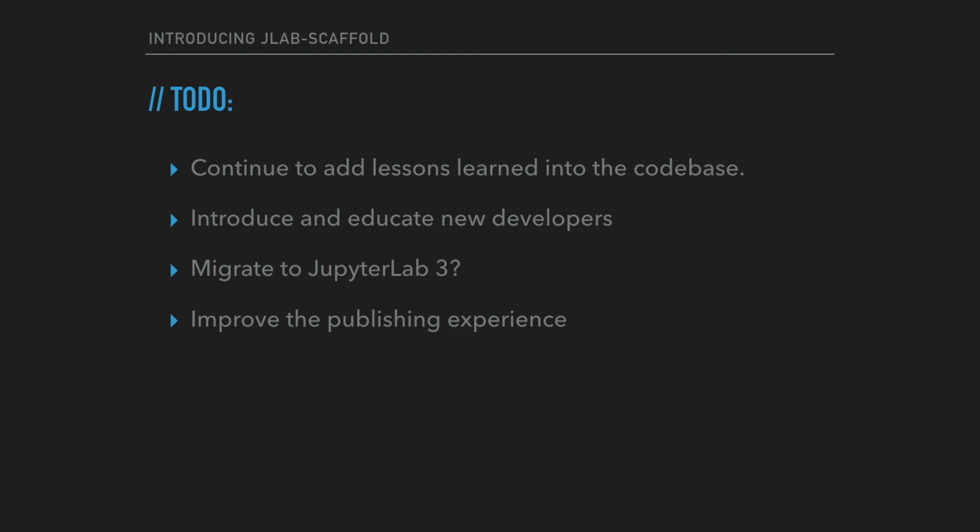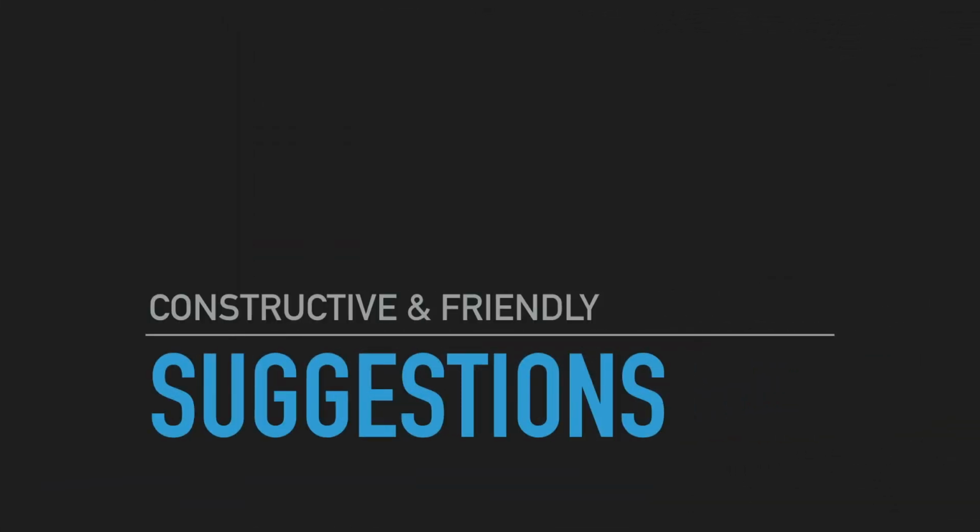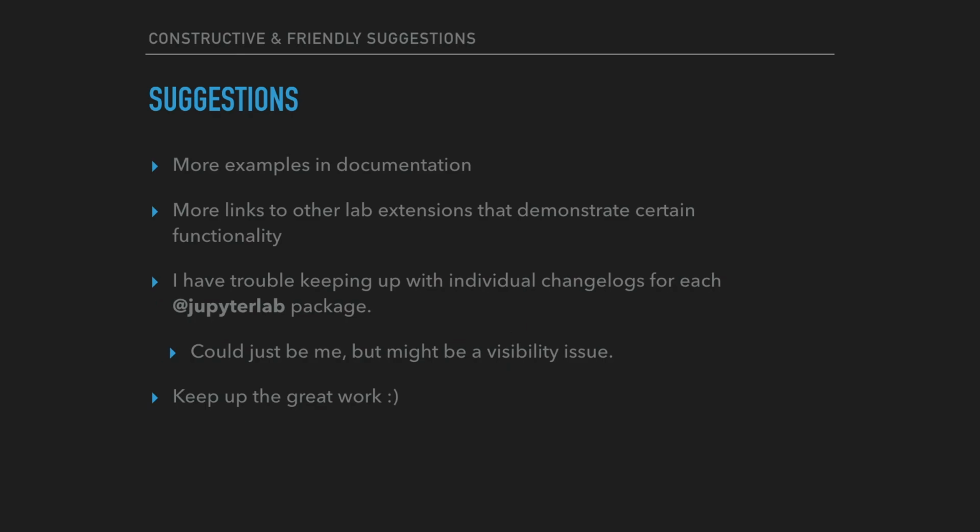All right, I'd like to close this talk out with some constructive suggestions for the JupyterLab team. The number one suggestion is just more examples in the documentation, externally facing examples, just showing simple things like how to signal across widgets or how to open files using the command registry. Anything like that would be really great to get developers going out of the gates. I know that there's a couple curated lists of lab extensions. I'd just like to see more of them.